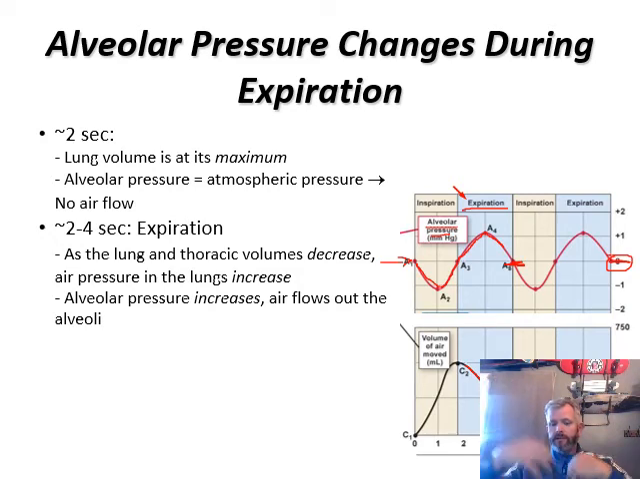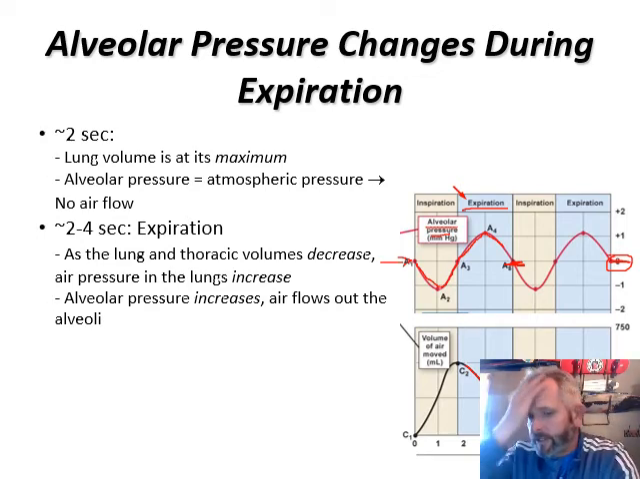Pressure is higher out here than in the lungs, and therefore air moves in. For expiration, I'm decreasing the volume, therefore increasing the pressure. The pressure is higher in my lungs than it is in the outside air, and therefore air moves out, moves across that, if you want to put it, pressure gradient.